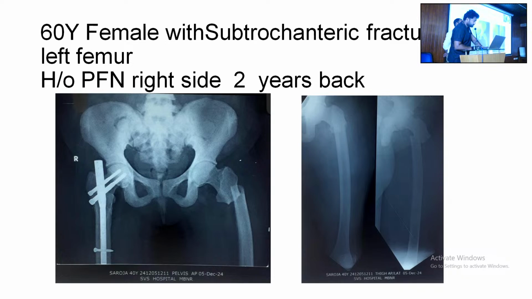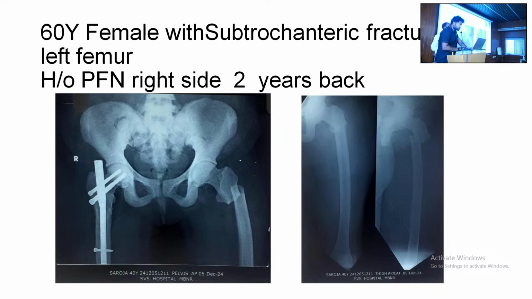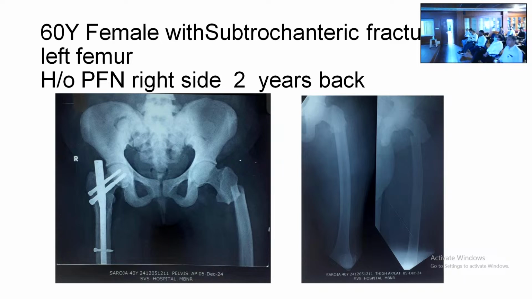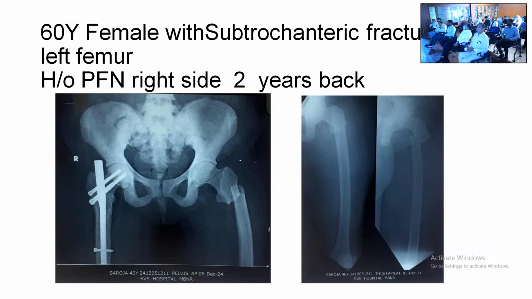And what is DISH? Diffuse idiopathic skeletal hyperostosis. And also some cases of Paget's disease may mimic like this. So we have to count on alkaline phosphatase, LDH, serum calcium. Paget's disease, how does it differ? Why can't it be Paget's disease?